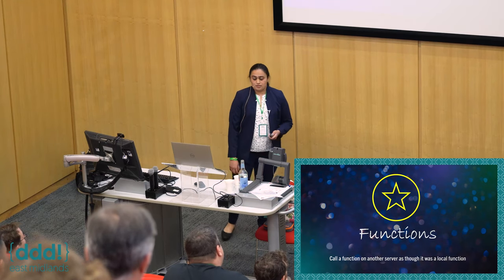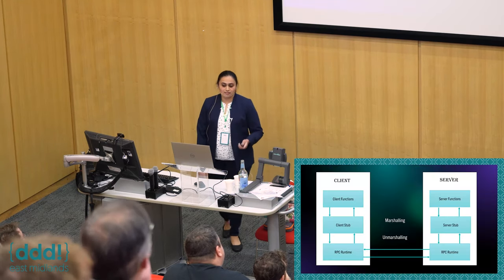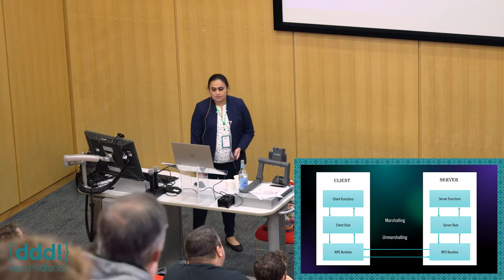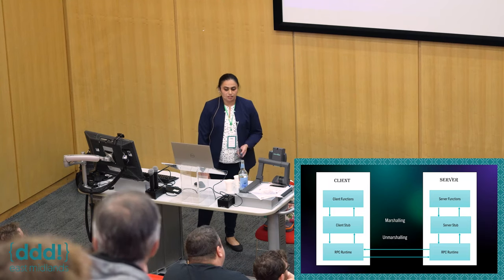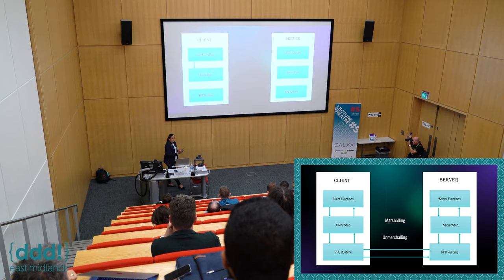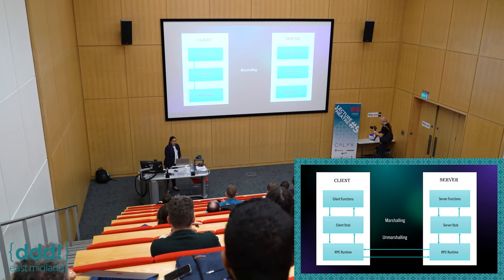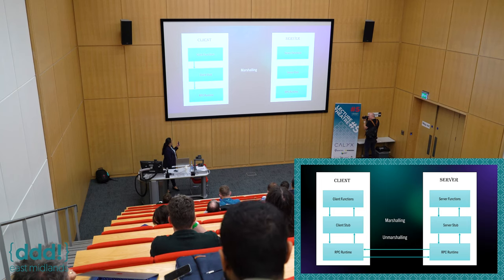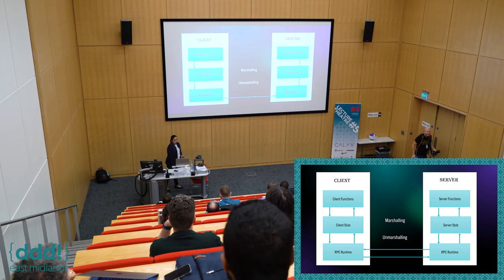And what exactly happens in a remote procedure call framework is you have a client and a server. There's a request and response happening. There's the client function, which calls a client stub. This client stub is like a little program which is responsible for packing the parameters of the function call. And that procedure is called marshalling. It then passes the information over to the RPC runtime on the client, which forwards it to the RPC runtime on the server, and that calls the server stub, which is responsible for unpacking those parameters. And that process is called unmarshalling.